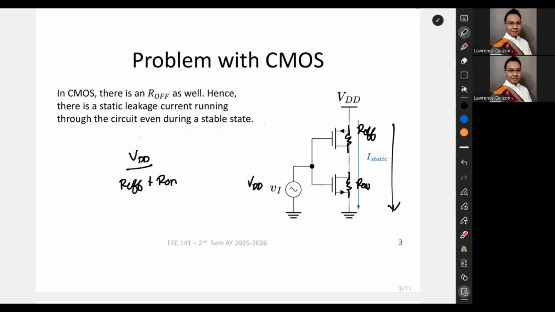right? And sometimes, especially in modern technology, this static leakage current is significant. And if you multiply that with VDD, then you find out this consumes a lot of power, no? Multiply that across many trillions of gates nowadays in a single chip, then you have significant power consumption, no?